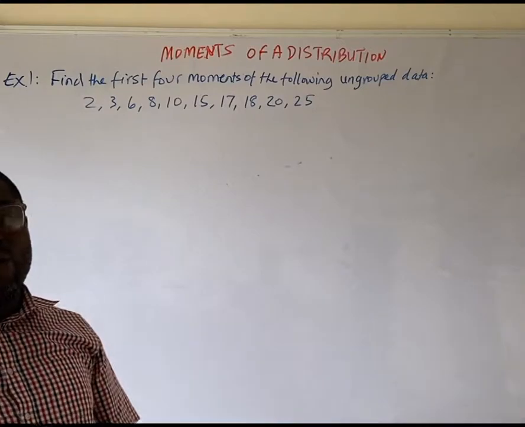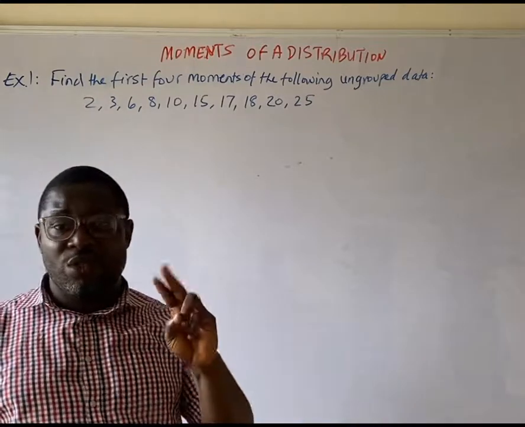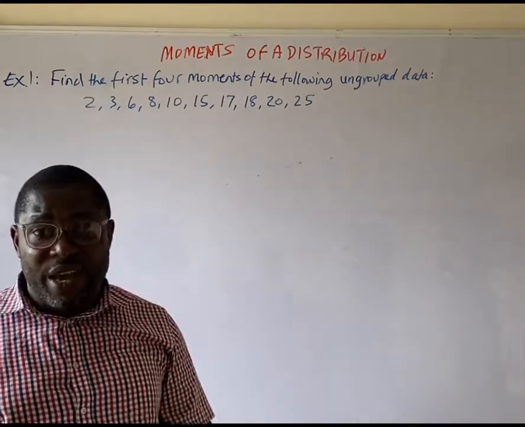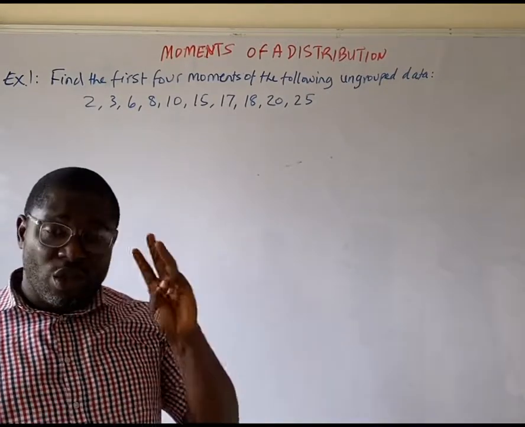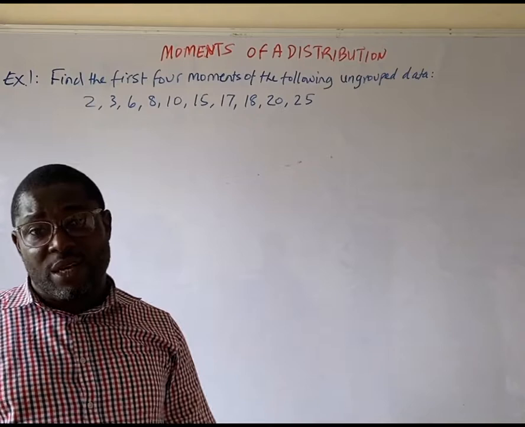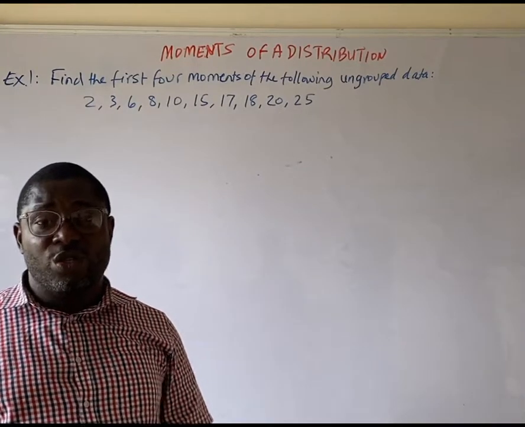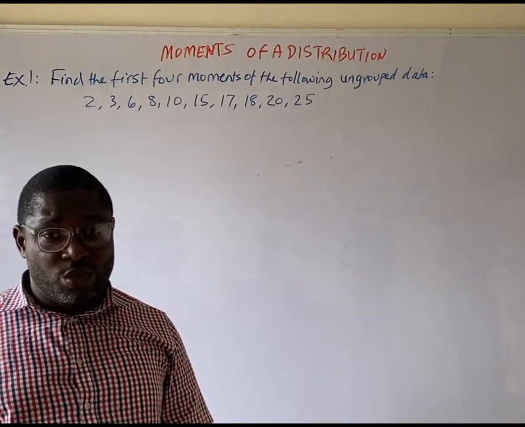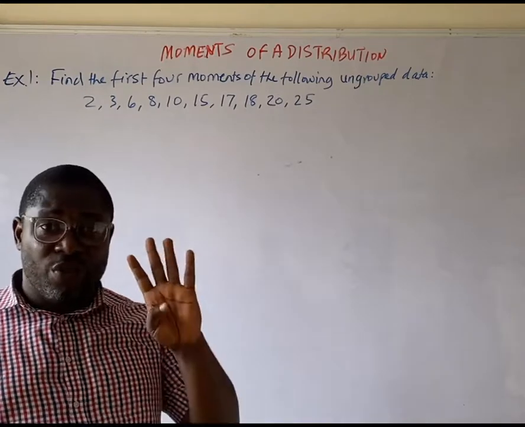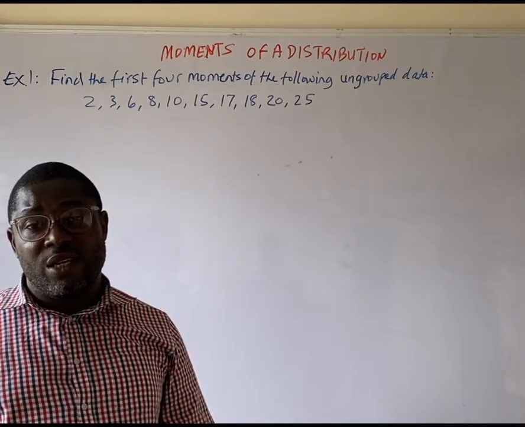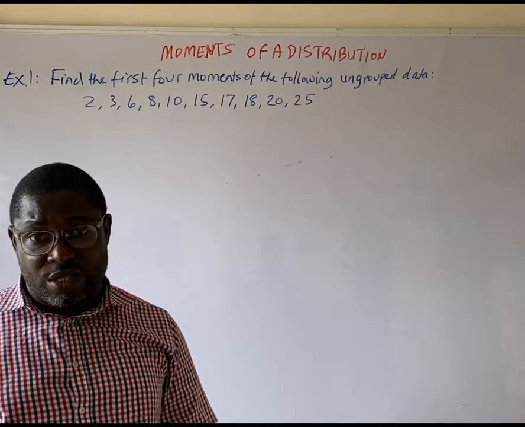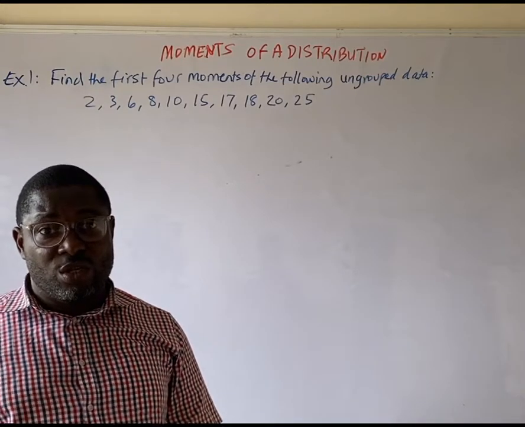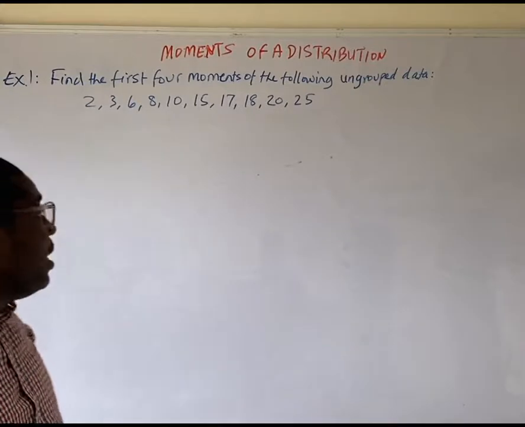Now, you're going to know that deviation to the second degree is actually the variance of the distribution. Deviation to the third degree is actually the measure of the skewness of the distribution. Then the deviation to the fourth degree is the measure of kurtosis of the distribution. So let's look at what we have for today.